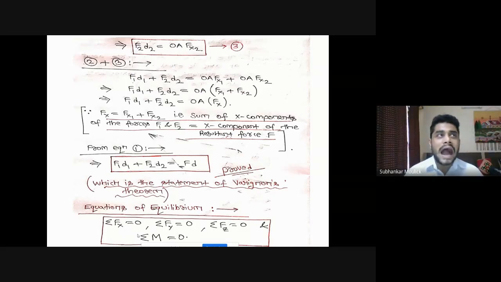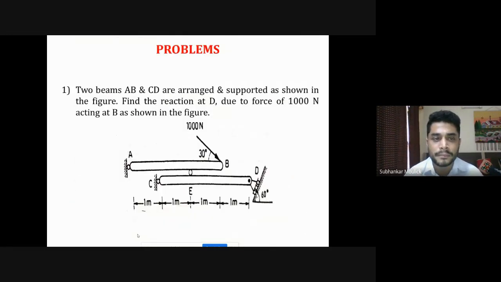Fine. Okay. I will take 10 more minutes of you. We will solve one problem and then you can leave by 12:30. One simple problem is there. It will clear all your doubts about how to take the moment, what is clockwise moment and what is anti-clockwise moment. So let us solve a small, simple problem.